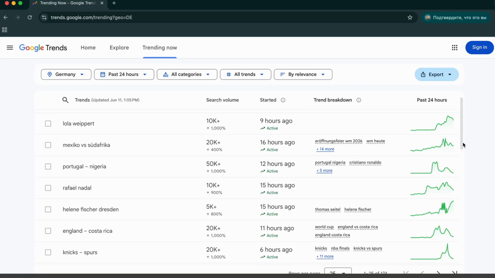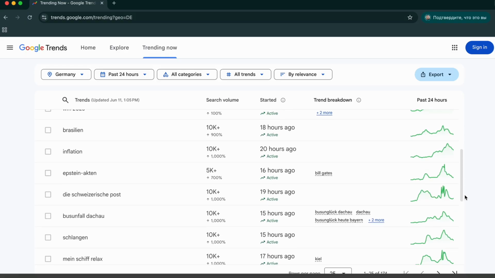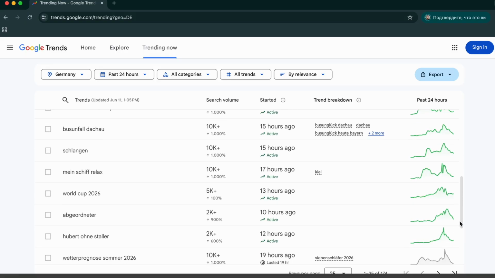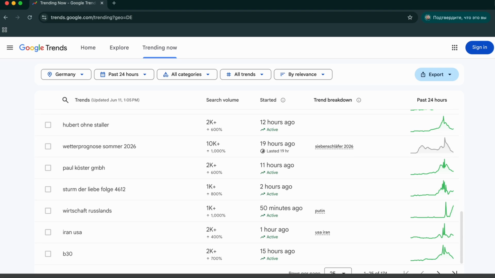And finally, there's the Trending Now section. This section shows what's spiking in searches right now in a specific country, broken down by category. It's not always the best place for deep product research, but it can help you notice sudden surges early. Now, let's go deeper and I'll let you in on some useful tips.